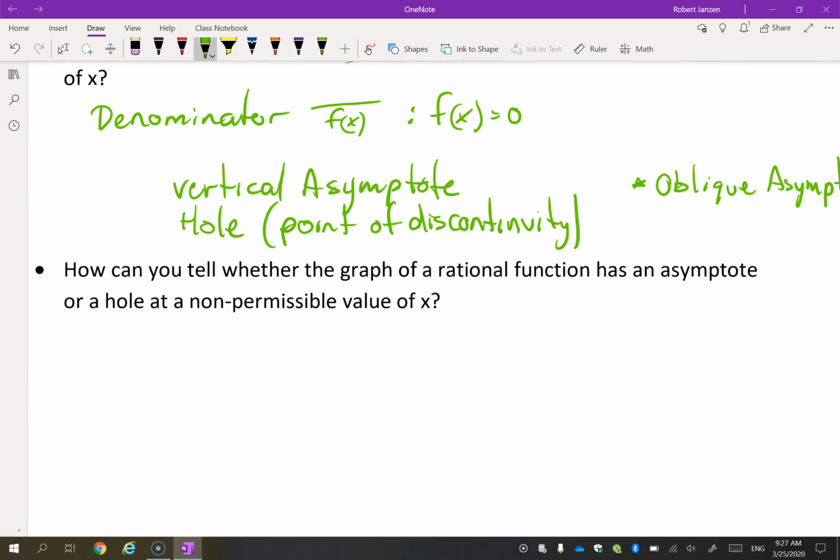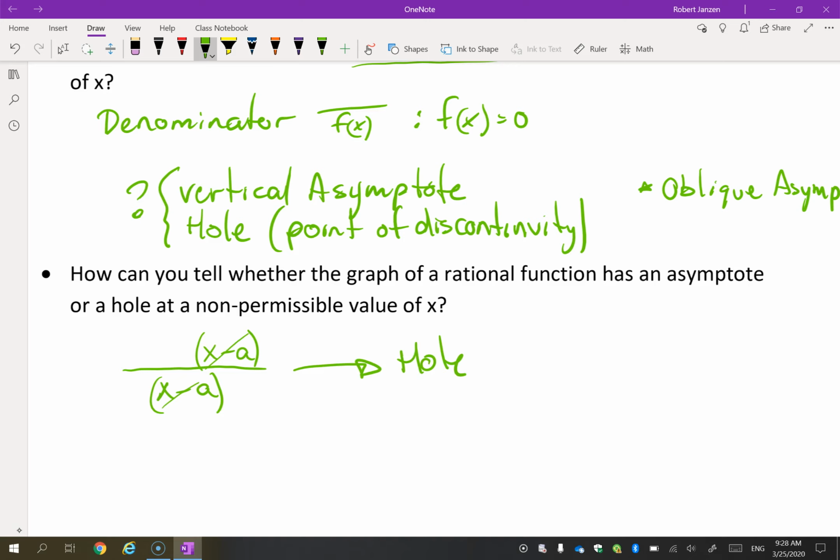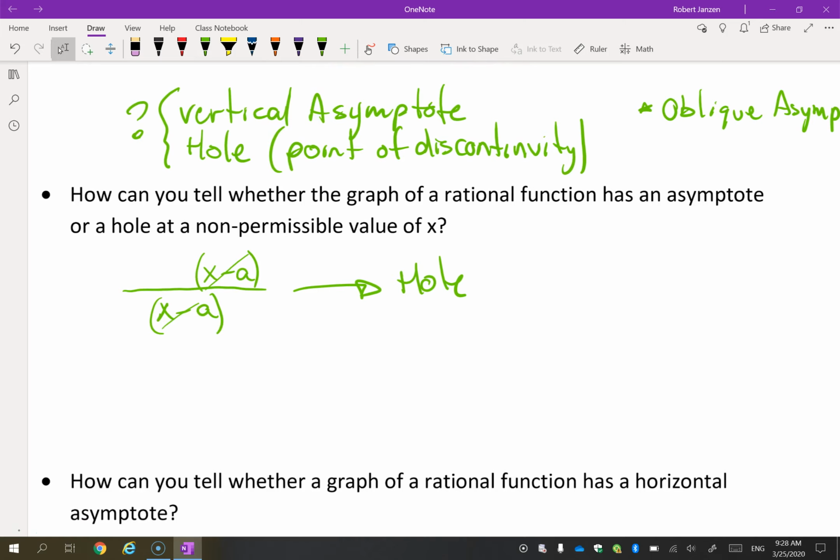Okay, how can you tell whether the graph of a rational function has an asymptote or a hole at the non-permissible value? So the question is, which one of these is occurring? Well, it's pretty simple. Let's say you have in the denominator something like x minus a. If, when we factor, the numerator also has x minus a, and these cancel, this will end up giving us a hole. If there is no canceling, there will be a vertical asymptote.